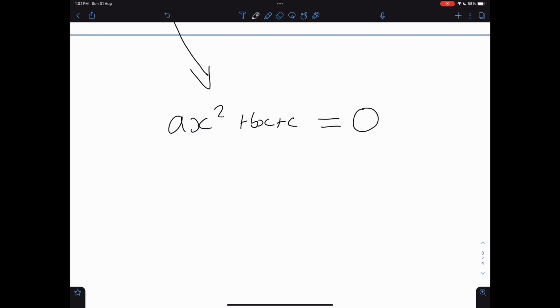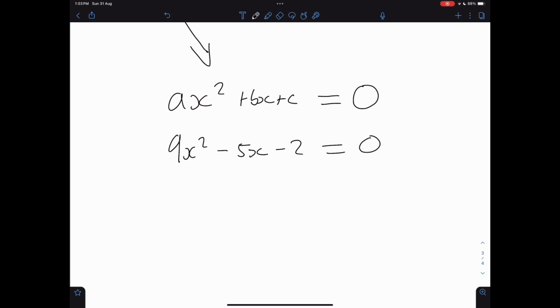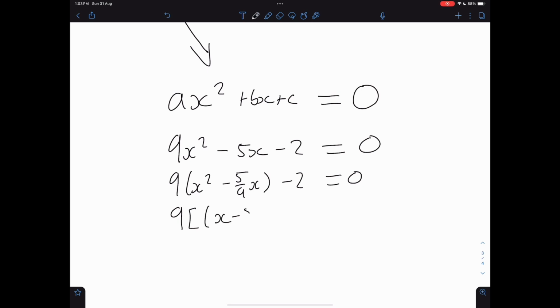I will show just with an example first the process of completing the square, then I'll go back to explaining it. So what if we had 9x squared minus 5x minus 2 equals 0? I could go, well this is going to be 9x squared minus 5 over 9x minus 2 equals 0. Then the next step is the part where you complete the square. You do this.